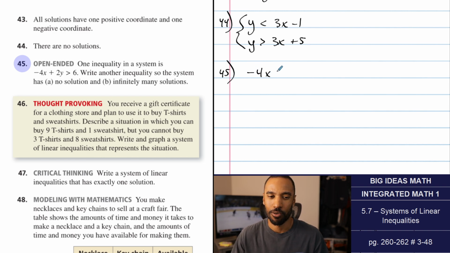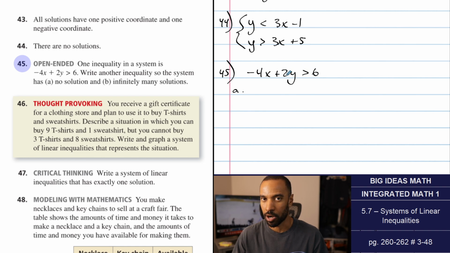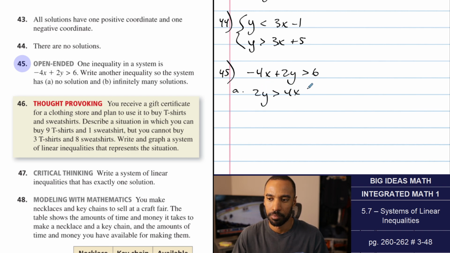So we have negative 4x plus 2y is greater than 6. So for part A, here's the thing. I want to get something parallel to this, but on the other side of it. So let's add 4x over and then divide everything by 2. And I got this guy right here, okay?